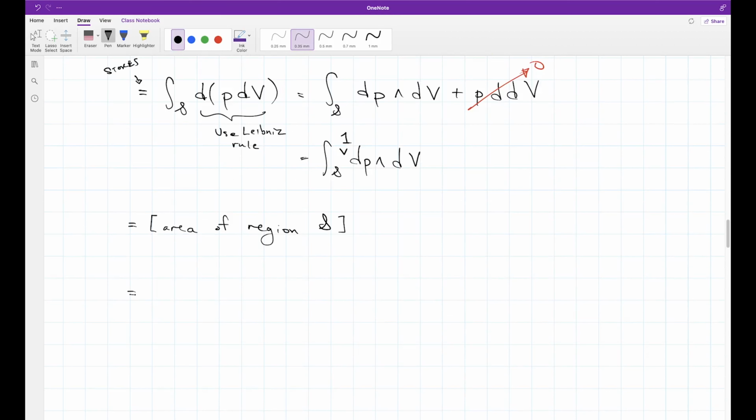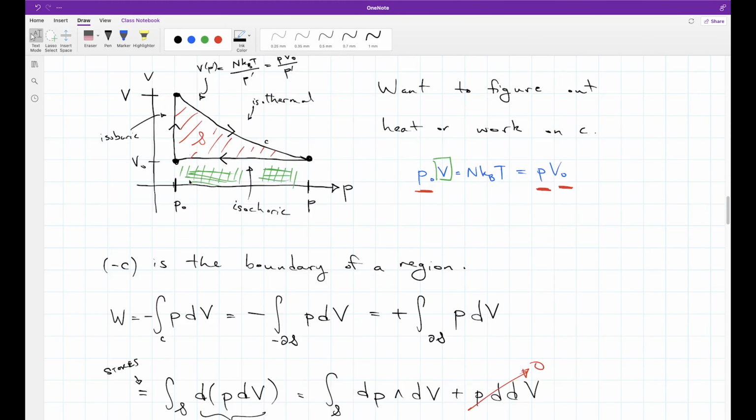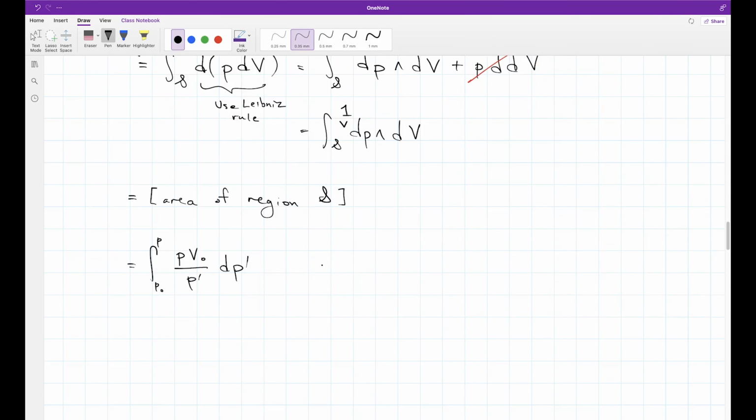Okay, so this is equal to the integral from P prime equal to P naught to P prime equal to P of P times V naught over P prime dP prime. But this overcounts, right? Because we don't want this rectangle. But this rectangle has an area that is relatively easy to figure out. Its length horizontally is P minus P naught, and its vertical height is V naught. So we just say minus V naught times P minus P naught. Good.